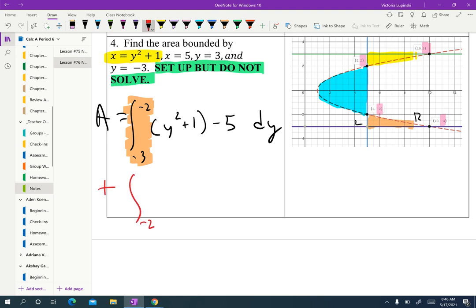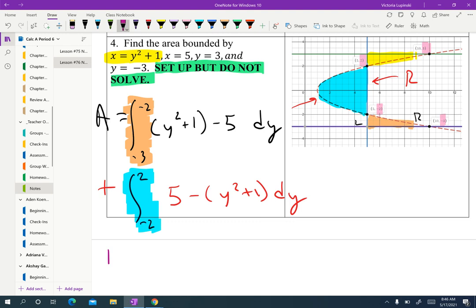So the blue part goes from negative 2 to positive 2. If you're doing the right curve, that's going to be 5. If you do the left curve, that's going to be the quadratic, y squared plus 1. And again, this piece would have to be dy as well. And I'll just go ahead and color code that for you.